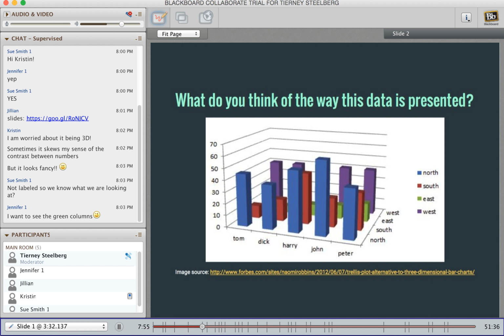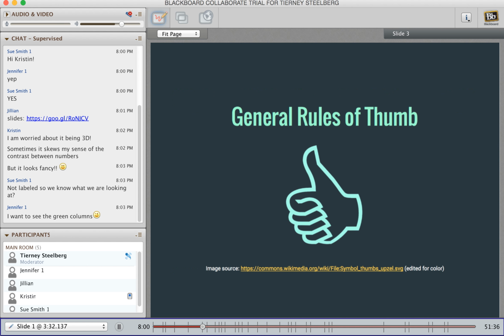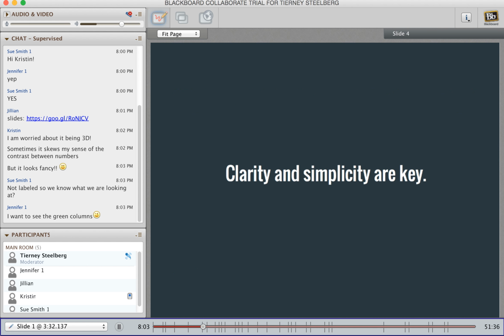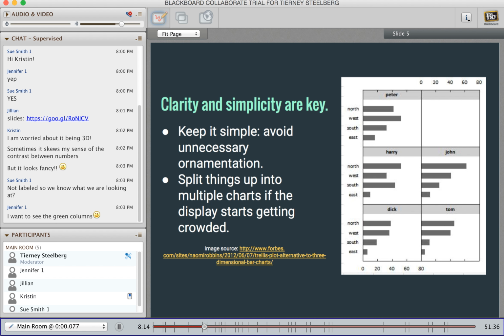Let's start by going over some general rules of thumb for data presentation applicable to all manner of charts and graphs. The first rule is clarity and simplicity are key. Let the data speak for itself. Keep it simple. Avoid unnecessary ornamentation. And if your visualization starts getting too crowded or busy, consider splitting things up into multiple charts. This will help your readers analyze the point you're trying to make. This multi-panel display of bar charts offers an alternative to the torturous 3D chart that kicked off this webinar. Instead of large bars in front covering up the ones in the back, each set of bars gets its own small chart, and with the same units, they can still all be compared to one another.